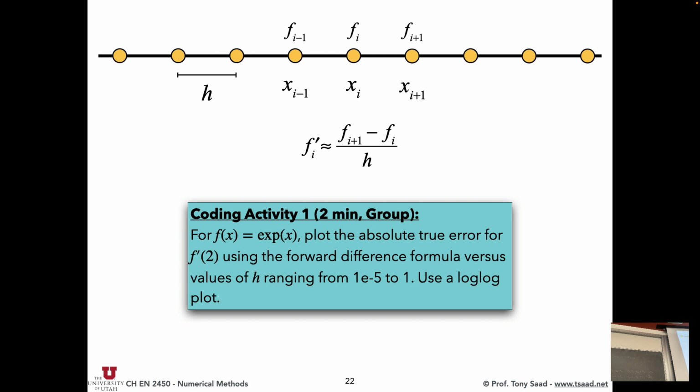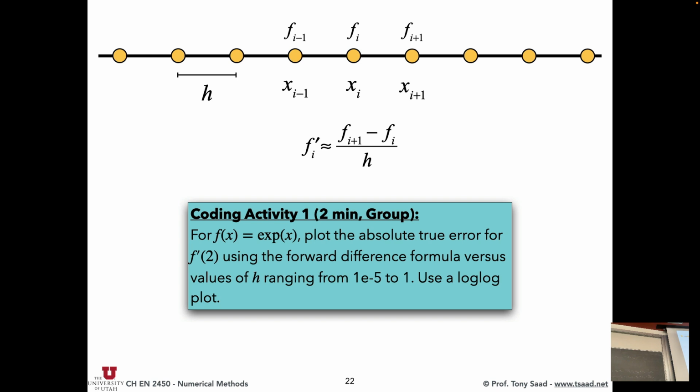Okay, so we're going to try out this approximation and verify that it's indeed order h, for f of x equals e to the x, the exponential. We did this exercise in the first homework assignment, where we tested this forward difference. So we're going to do it again now, but we have a better understanding of what's going on. So for the exponential function, plot the absolute true error for f prime of 2.